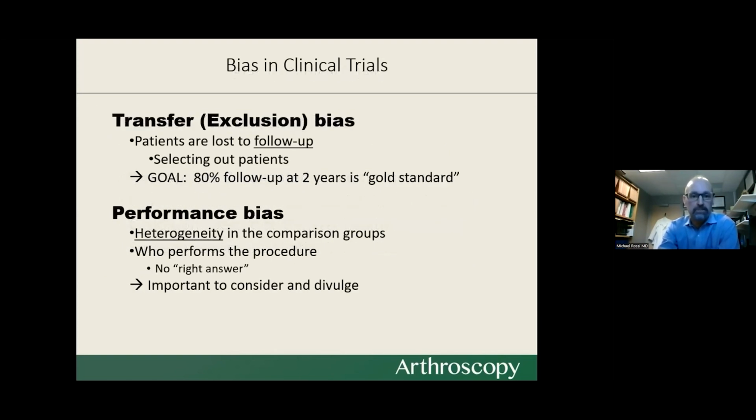Transfer or exclusion bias. Patients which are lost to follow-up. Are we selecting out patients that did poorly? Our goal, of course, is an 80% follow-up at 2 years. That's our gold standard, and we try to adhere to that. Performance bias has to do with the heterogeneity in our comparison groups. Who performs the procedure? There's really no right answer to this, but it is really important to consider and divulge.